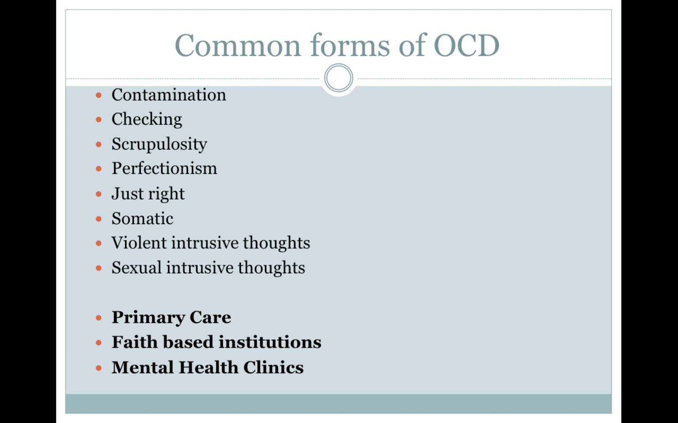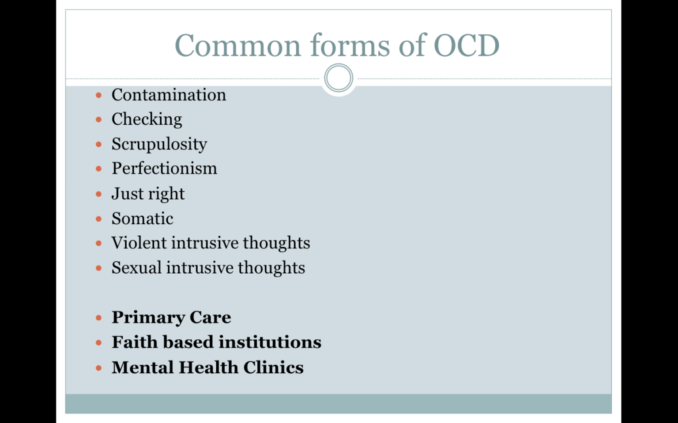Perfectionism is where individuals get stuck feeling like things need to be perfect or just right. There could be an overlap between perfectionism and just right OCD, but we might hear about individuals spending an extreme amount of time perfecting their signature, or spending a lot of time writing and erasing and rewriting homework or documents until it feels like it's done perfectly or done the right way.